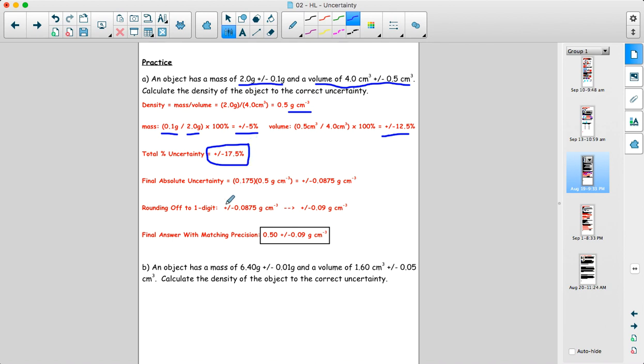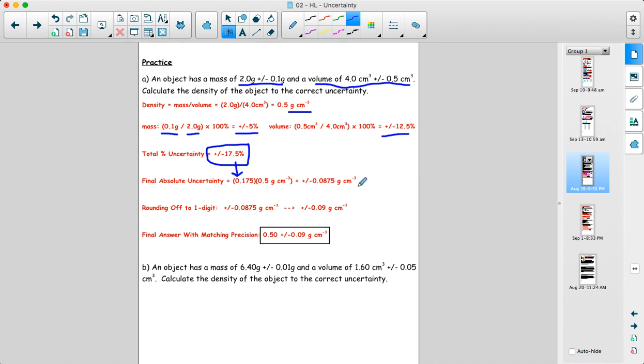The third step is turn it back into an absolute uncertainty, something that has a unit. The way you do that is take the uncertainty, write it as a decimal, which means you have to divide it by 100. So this is 17.5% written in decimal form, and times that by the final answer, that density that we figured out at the beginning. So what is 17.5% of this density? Well, it's plus or minus 0.0875 grams per cm cubed.